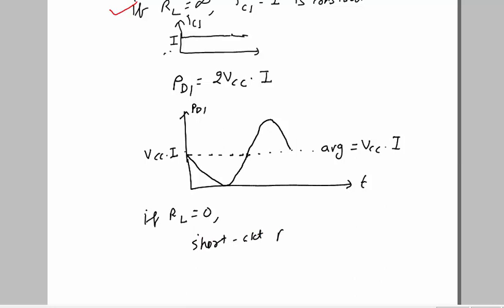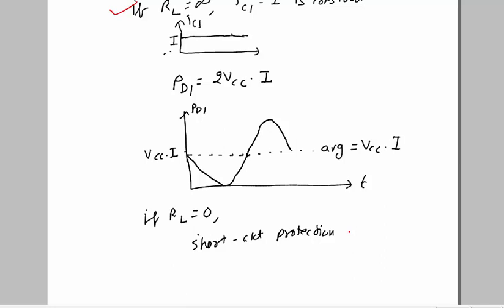Short circuit protection. Okay, because when RL is 0, a large current will flow through Q1, and that will increase the junction temperature, so Q1 may burn. That's why we need a protection which is called short circuit protection. Okay, so this was about the power dissipation in Q1.